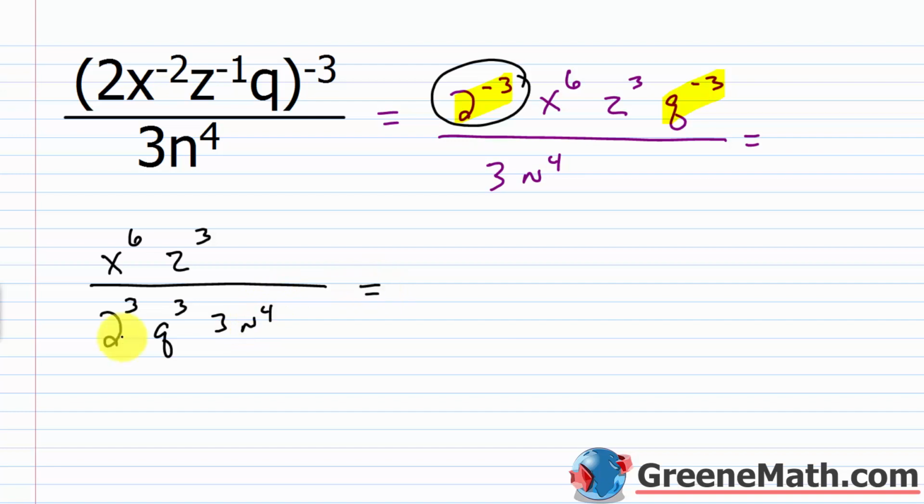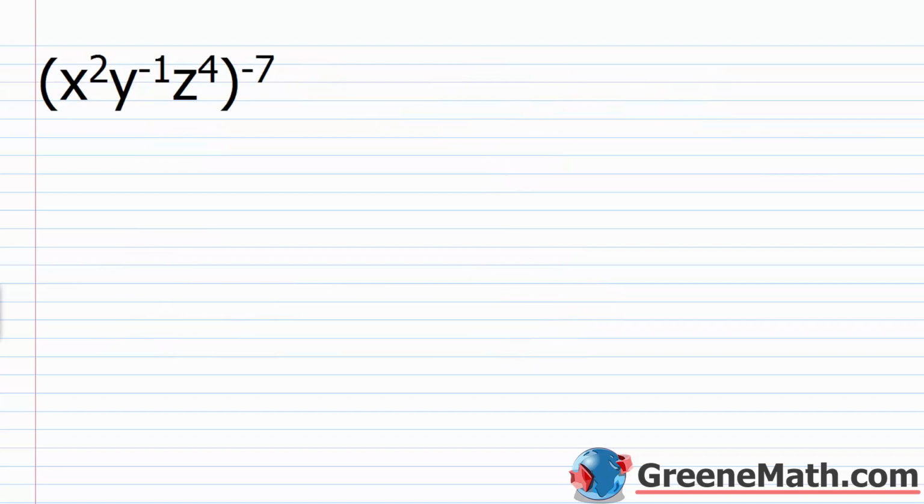So let's clean this up. We know 2 cubed is 8, and 8 times 3 is 24. So I'm going to write this as x to the 6th power, z cubed, over 24, and then times q cubed, and then times n to the 4th power. Okay, that would be my answer. All right, let's take a look at another one.